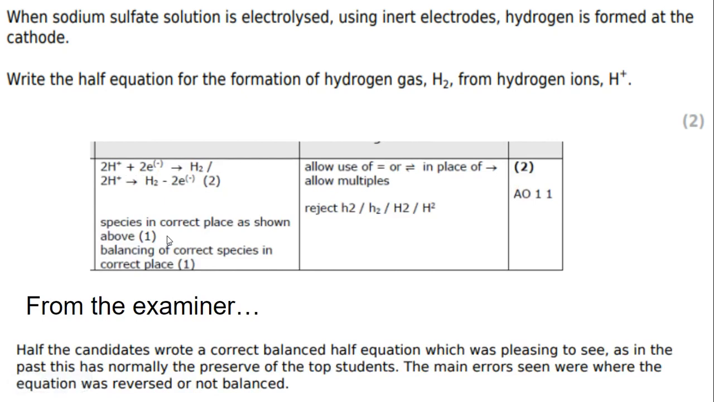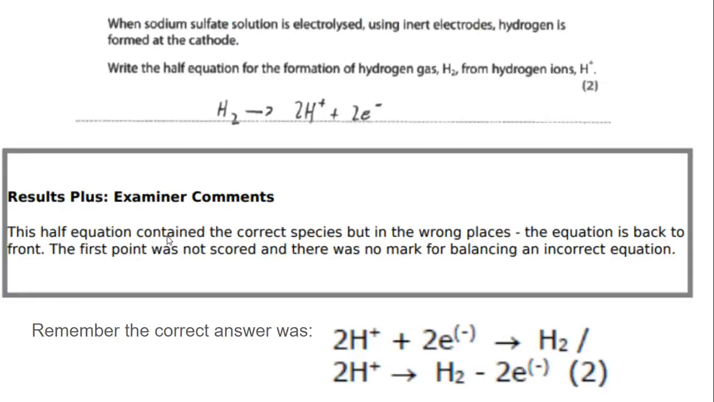Now, the examiner said half the candidates wrote the correct balanced half equation, which was pleasing to see. But then they go on to say the main errors seen were where the equation was reversed or not balanced. So here's an example of where somebody's reversed the equation. They've put the hydrogen gas, I know it's mentioned first in the equation, but they've put it at the beginning of their answer, when of course it's the product. So this half equation is back to front, so it will get 0 marks.